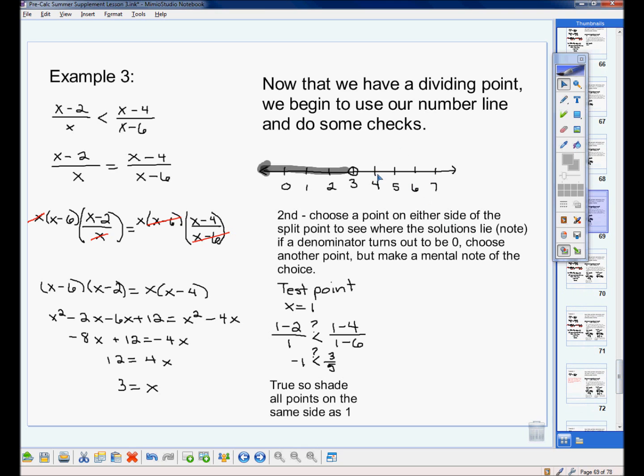Now just to make sure that we were right, we're going to pick a point over on this side as well. I'm going to pick 5. It's just there, it's easy to see, easy to work with. We plug that number in.